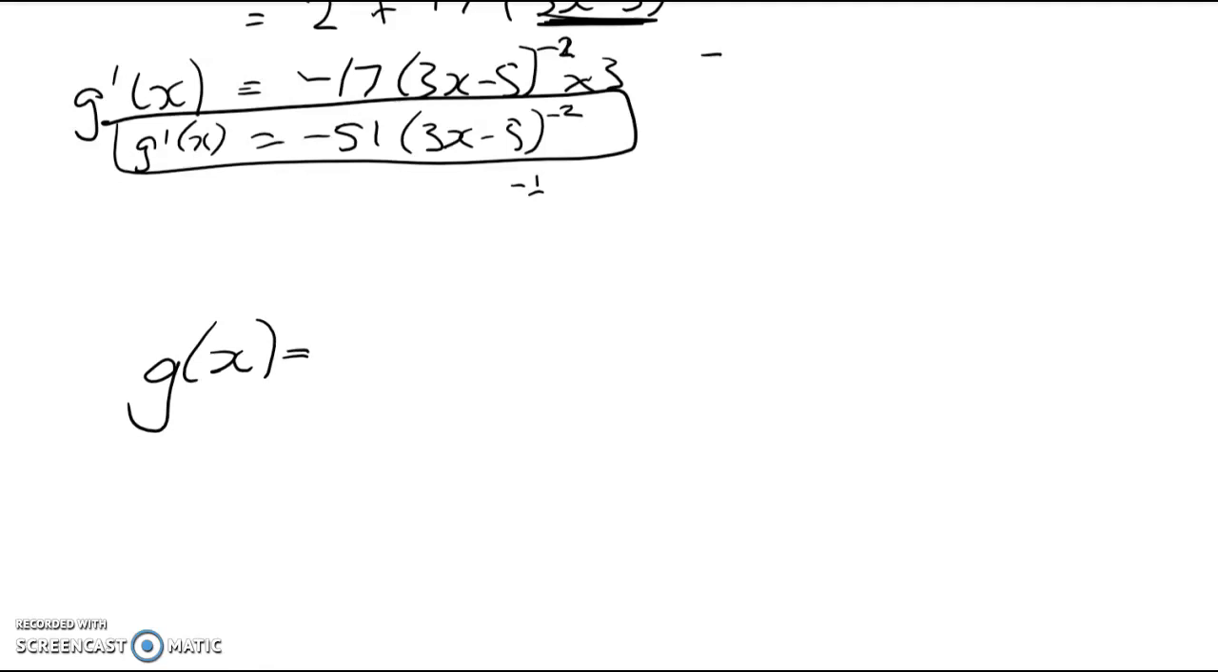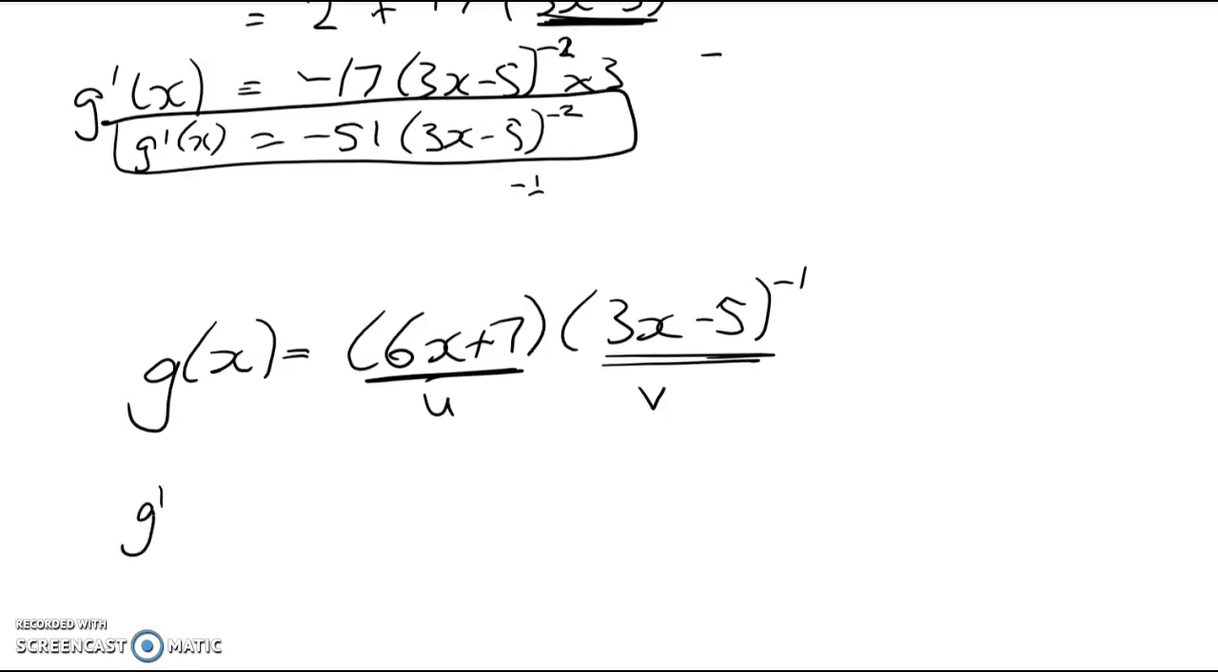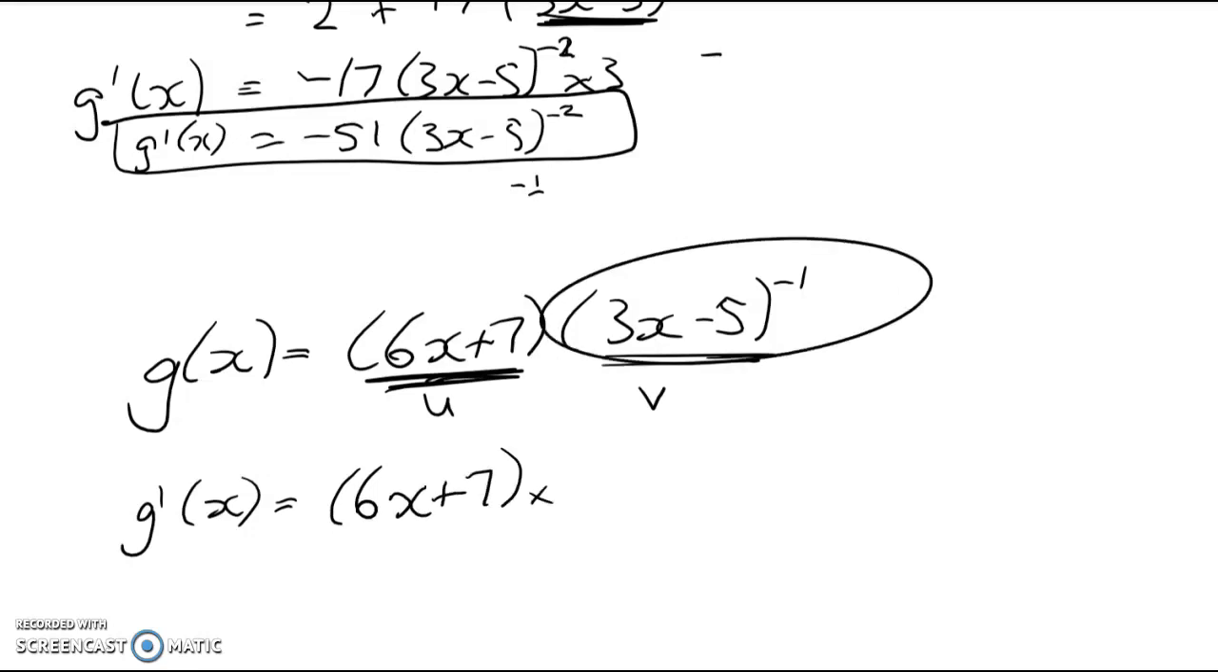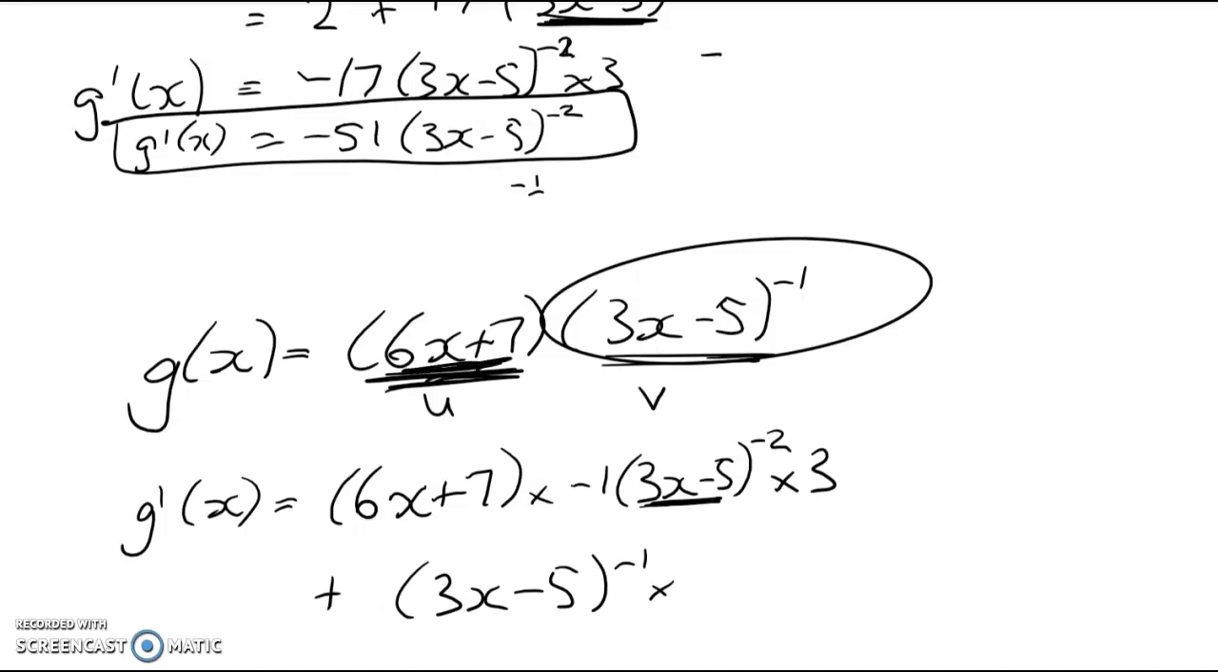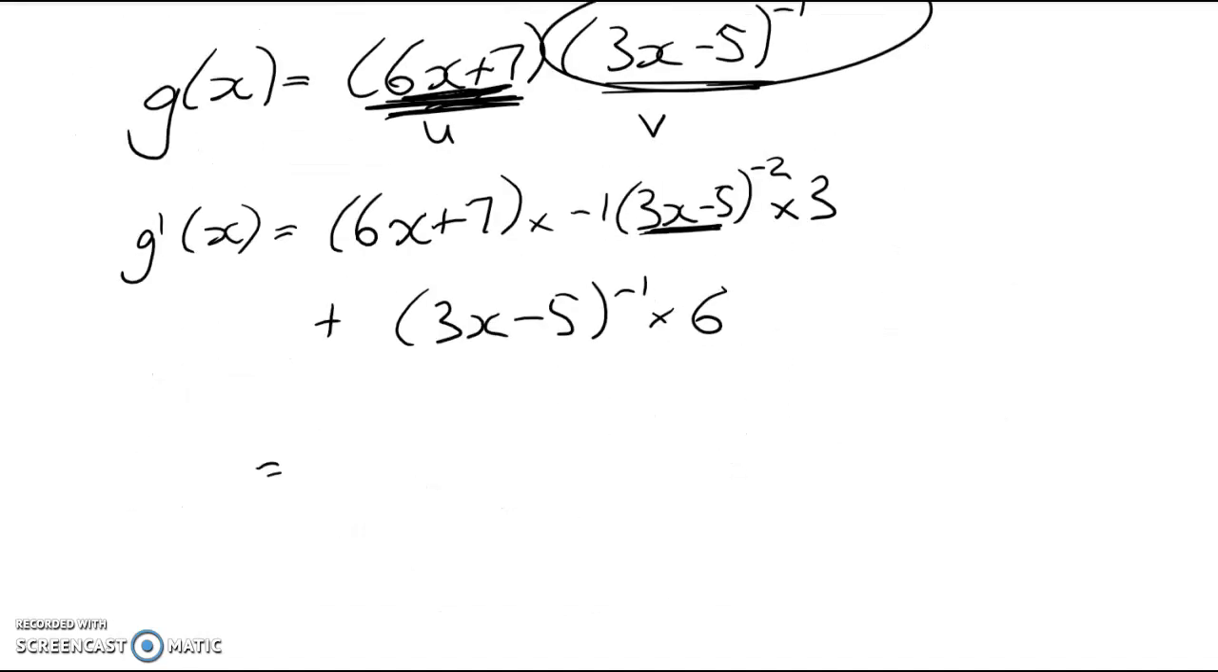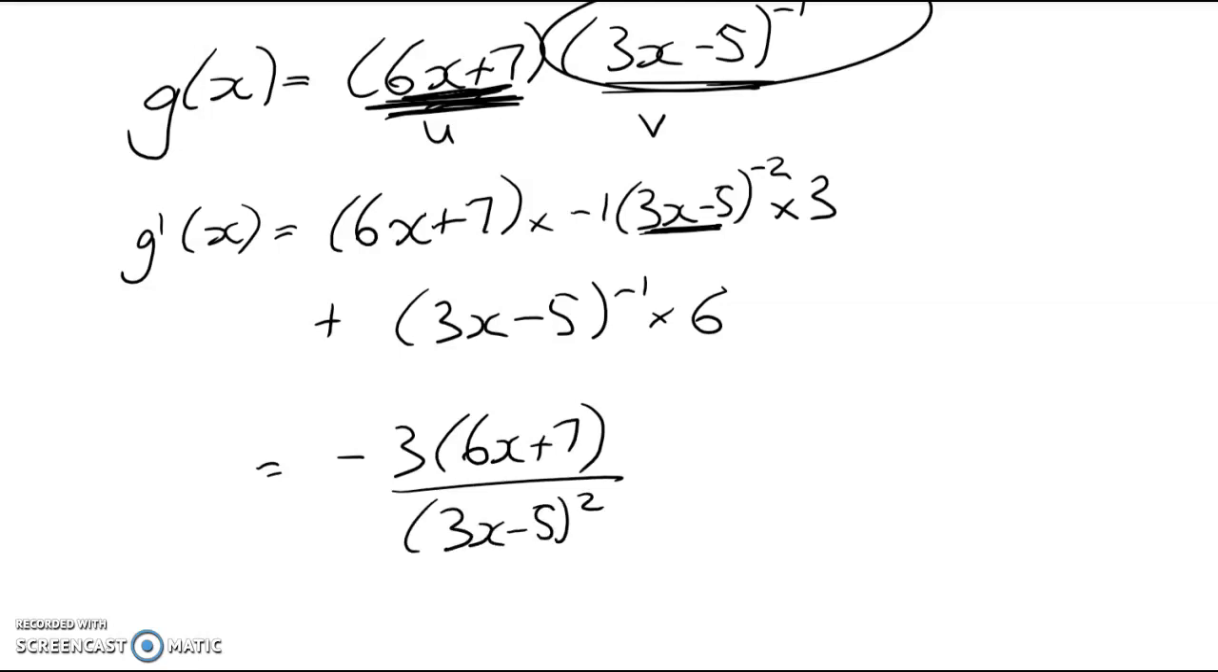So this time we'll write it as g of x is equal to 6x plus 7 times 3x minus 5 to the negative 1. This is my u and this is my v. So g dash of x is going to be the first of the two factors, so 6x plus 7, times the derivative of this, so times negative 1, times 3 for the inside function, plus the other way around, v, 3x minus 5 to the negative 1, times the derivative of u, which is just 6. And if we clean that up, we get negative 3 times 6x plus 7 over 3x minus 5 squared plus 6 over 3x minus 5.